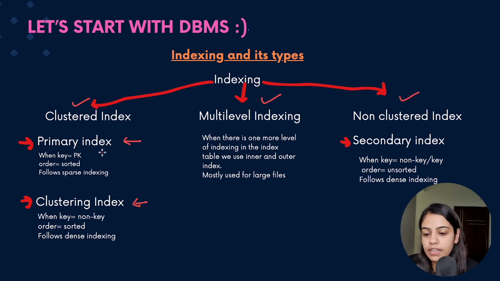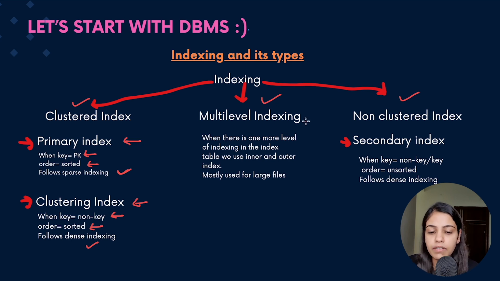Now when primary indexing happens, when the key on which we are indexing is a primary key and the order of the data is sorted, we call it a primary index. It basically follows the sparse indexing method. Now coming to clustering index, when the key on which we are indexing is a non-key attribute, but the data is sorted, we say that clustering index is present, and here we follow dense indexing since a non-key attribute is involved but the order is sorted.